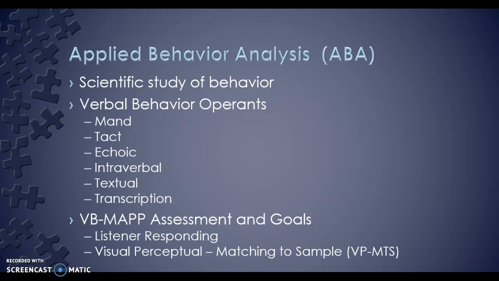And he identified 6 verbal operants, which I have listed here. Manding is asking for things that you want. So, I want a cookie. That's a mand. Tacting is naming or identifying objects. If a child sees a ball on the floor and they point to it and say ball, that's tacting. It's labeling. Echoic is repeating something that they've heard. So if I say ball, and the child says ball, he's echoing what I'm saying.